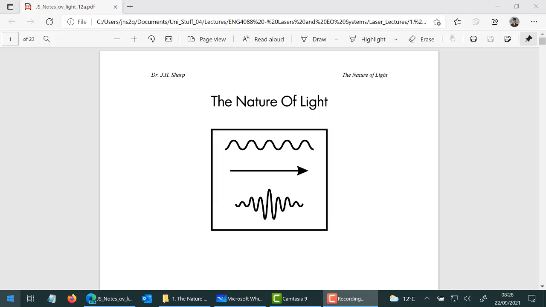And what we're going to do in this section is look at the nature of light, so the ways in which light can be described, and we'll look at three different ways in which we can describe it. We can describe it first of all as a wave, we can describe it as a ray, and finally as a particle or a photon.